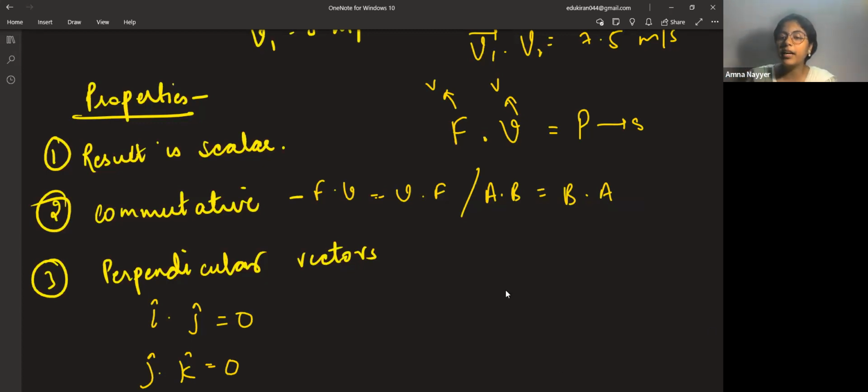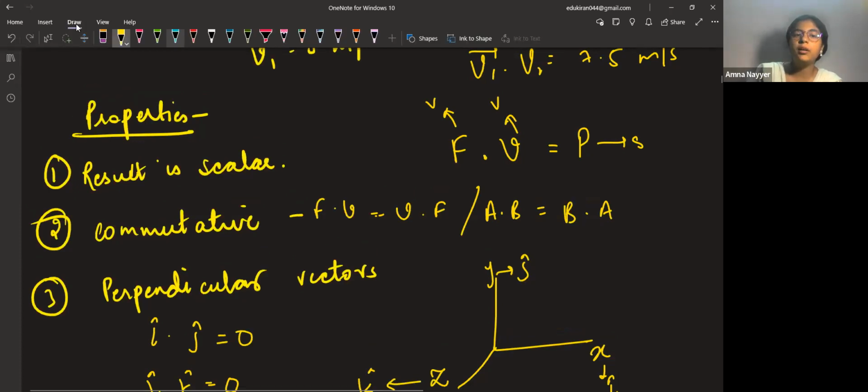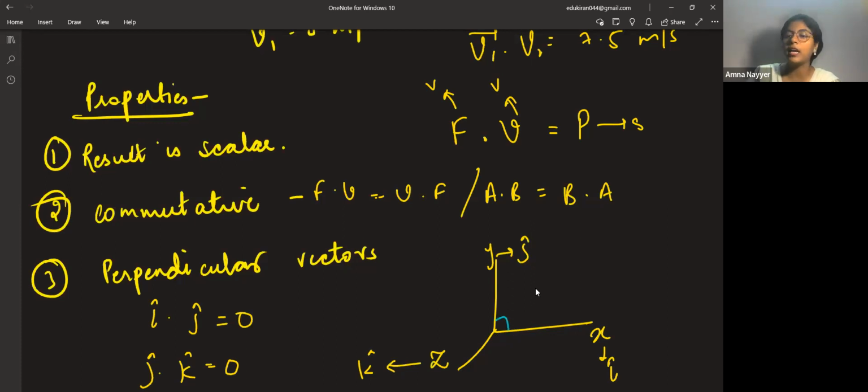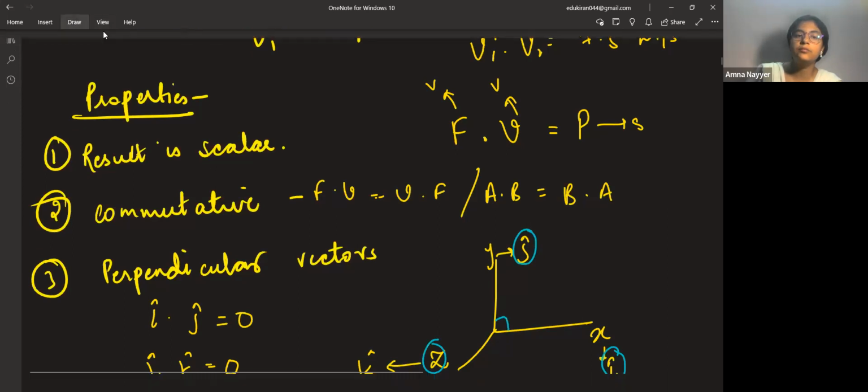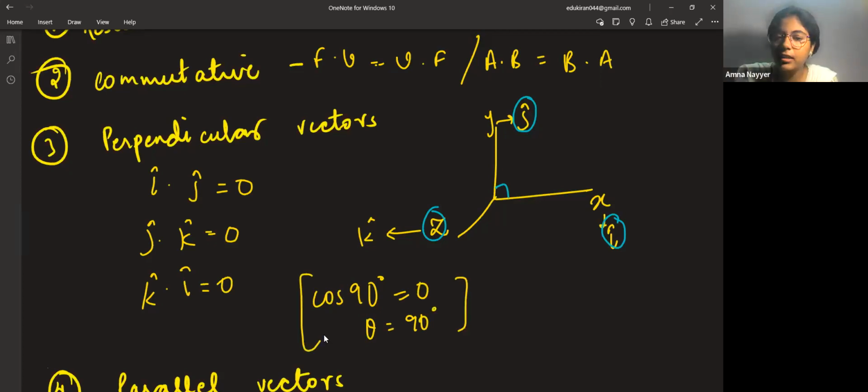Understood? All the perpendicular vectors which we have. If I'm talking about the x-axis, I'll be considering i-cap. If I'm talking about the y-axis, I'll be considering j-cap. If I'm talking about the z-axis, I'll be considering k-cap. All of these are perpendicular, making an angle of 90 degrees. So when any two of these are taken, the answer will be zero. Why does it become zero? Because cos 90 is 0, since theta is 90 degrees. Fine, these are perpendicular vectors.